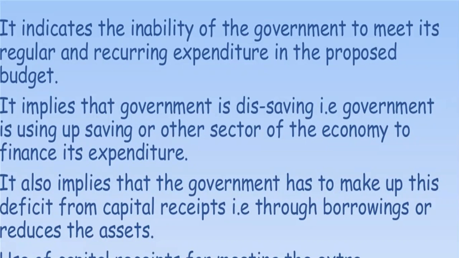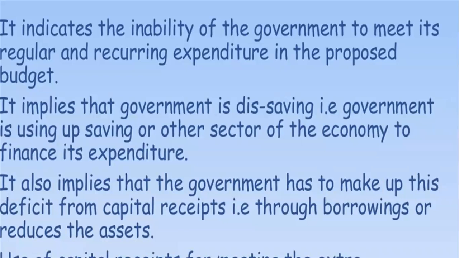It also implies that the government has to make up the deficit from capital receipts, that is, through borrowings and disinvestment. Nowadays, to complete its expenditure, the government is most probably doing privatization. It is selling government departments or other sectors to foreign countries or in our own country. So that is disinvestment. So revenue deficit either leads to an increase in liability in the form of borrowing or reduces the assets of the government.